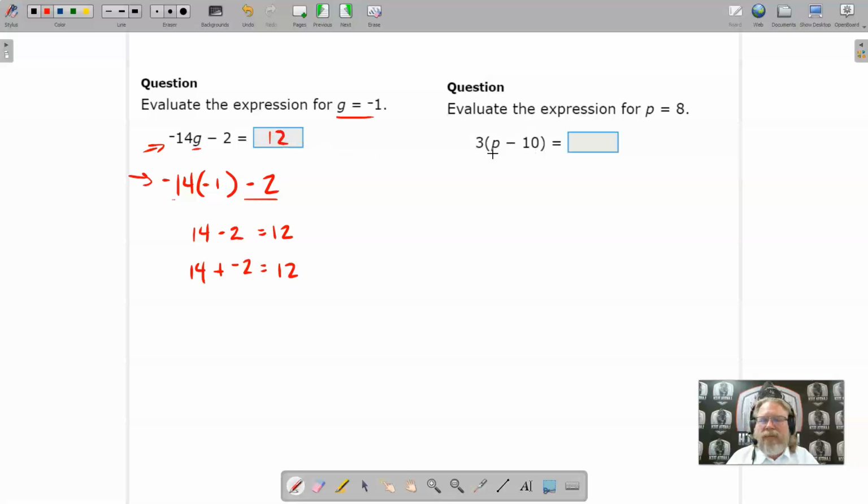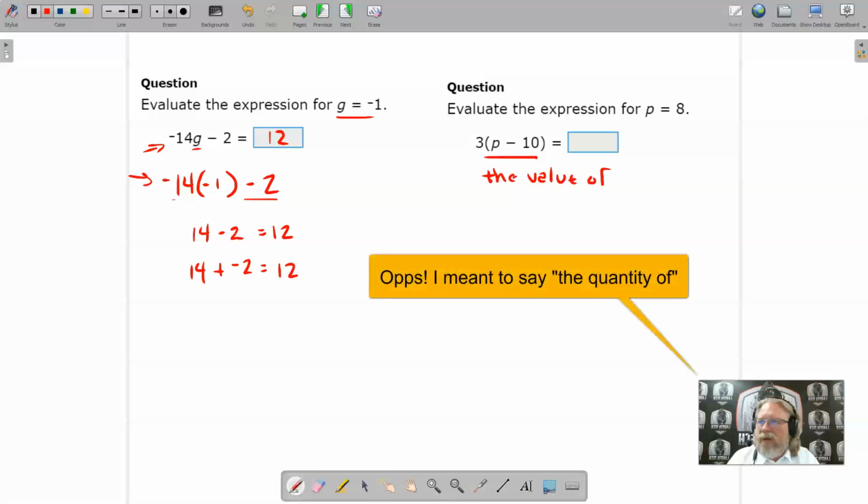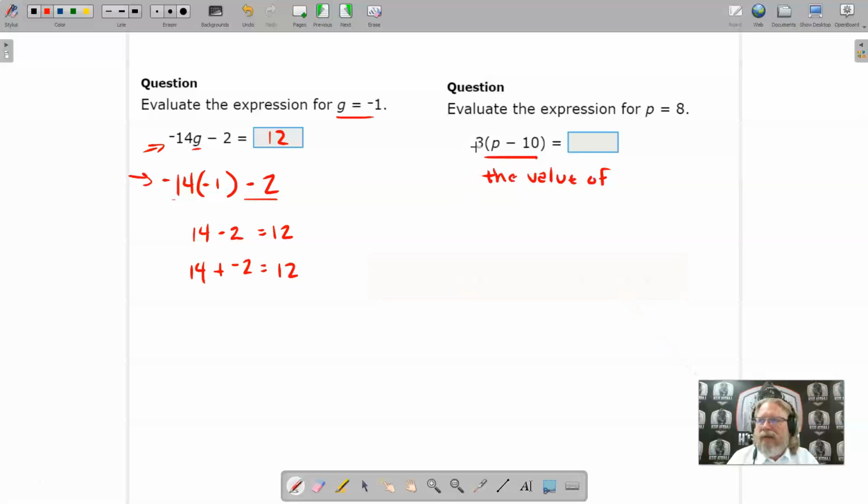Here we have 3 times the quantity of... a little bit of a math vocabulary lesson, or academic language lesson, you might say. These parentheses right here, we read the parentheses as "the value of." So parentheses in mathematics are read as "the value of." So we would say 3 times, because there's no sign here, so we know it's multiplication, 3 times the value of p minus 10.